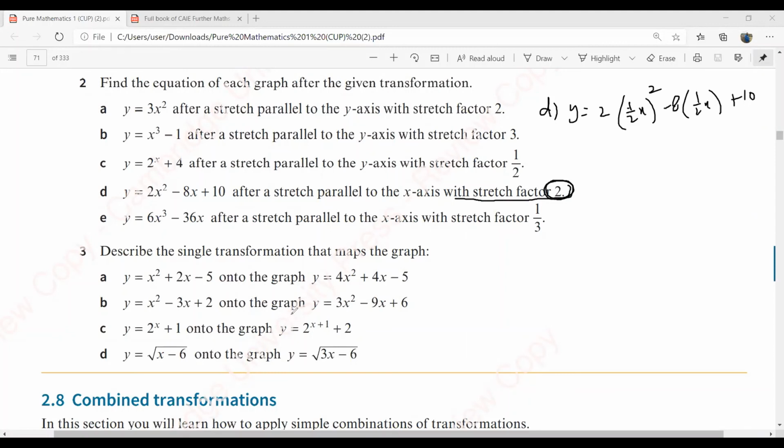Yes, Maniha, hurry up. Sir, one minute. Y equals, sir, everything will be multiplied by 3. Yes, you will be changing x with 3x. God bless you. This is going to be like this, and then you can simplify this.